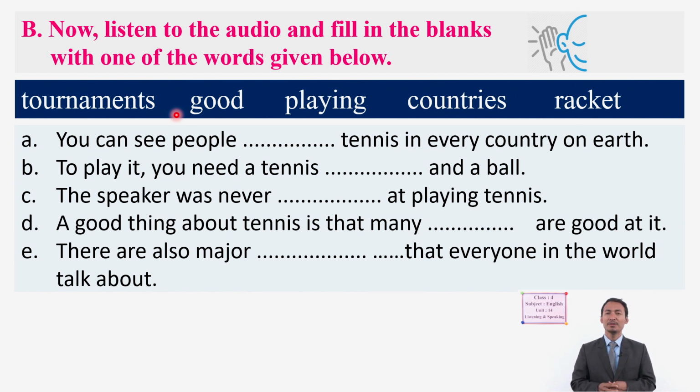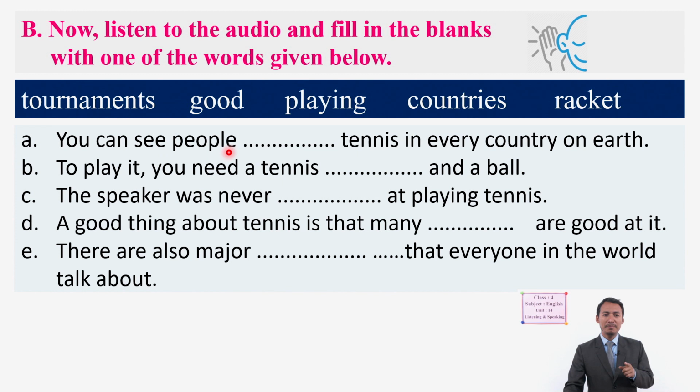Okay, so you know the meaning of good as well. Good is well, nice. And playing also you know, countries you know. Do you know what is the meaning of racket? Racket is an instrument for playing tennis. That is a kind of bat, with a net, and that is called a racket. And we hit a ball with the racket, and it goes to the other court, right? So we call that a racket.